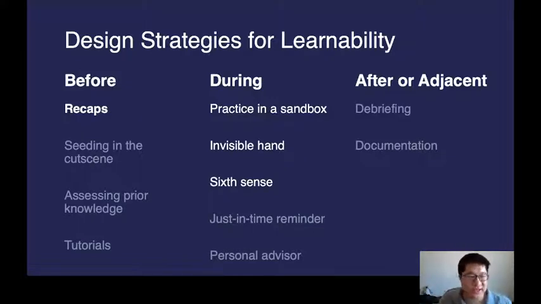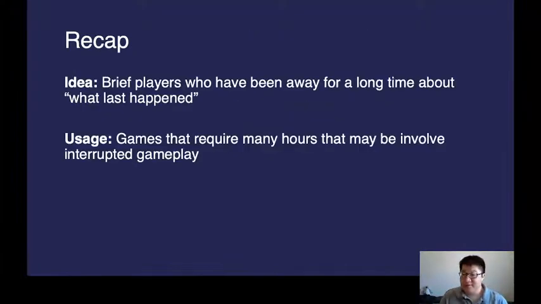This is a strategy that we called recap. The recap is actually a very simple idea, but a very clever strategy that briefs players who have been away for a long period of time about what last happened in the game, or what might have happened when they weren't there. We see this strategy applied for games that have very long running times, narrative games or mobile games.